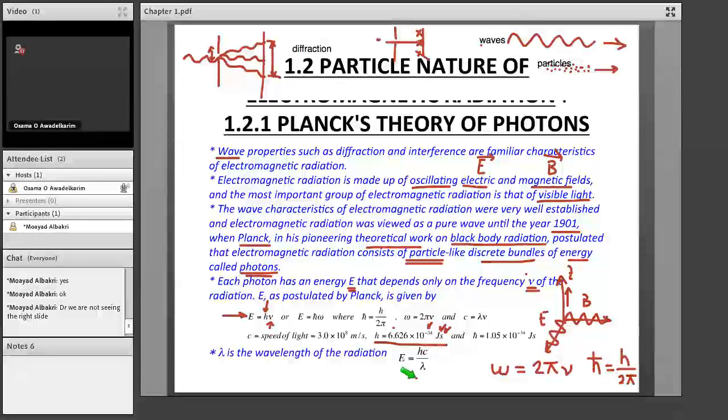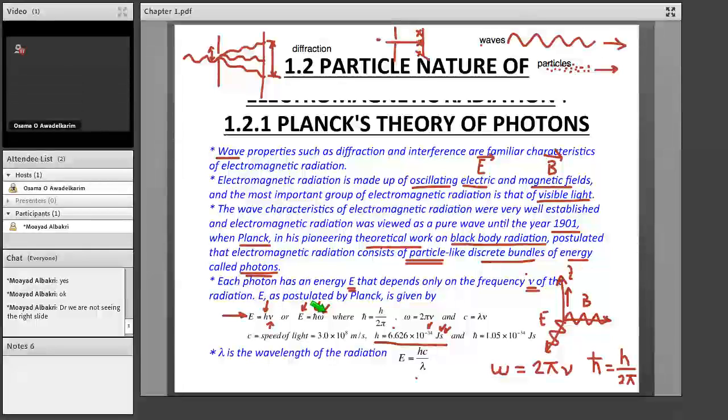So if I use omega, the angular frequency, which is 2 pi nu, where nu is the linear frequency, and if I use the reduced Planck's constant h bar, then this h nu, the energy, can be written as the reduced Planck's constant times the angular frequency omega. So the energy of the photon is simply h bar times omega. And this reduced Planck's constant is h over 2 pi and omega is 2 pi nu.